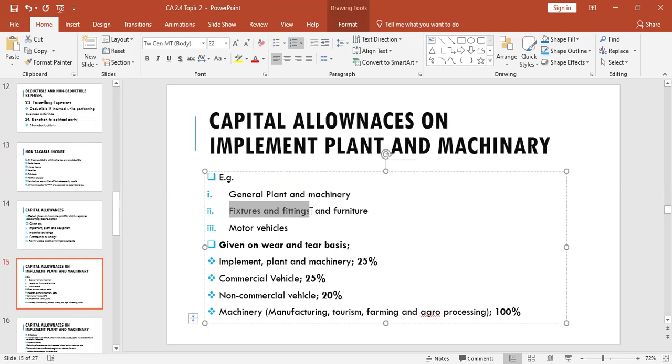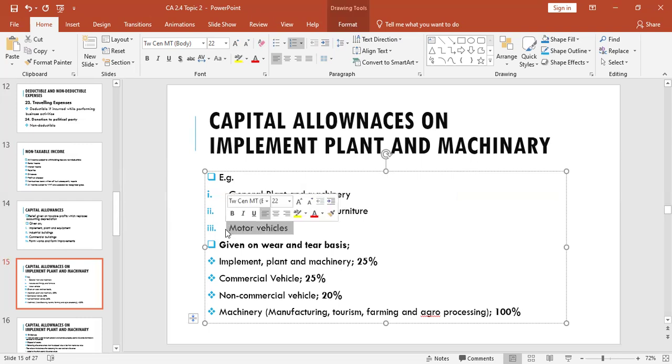Then we've got fixtures and fittings. We've got our head office. Then we've got maybe shelves and all these other fixtures and fittings. These are also included in plant, implement, and machinery. Then furniture as well. The furniture in maybe our express credit office, where our customers come to borrow money. Then we've got tables and chairs in our office where people come. Those furnitures are recognized as plant, implement and machinery.